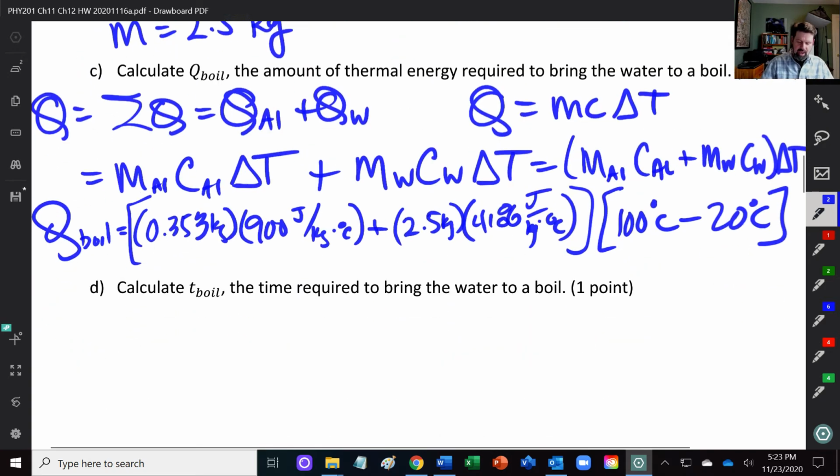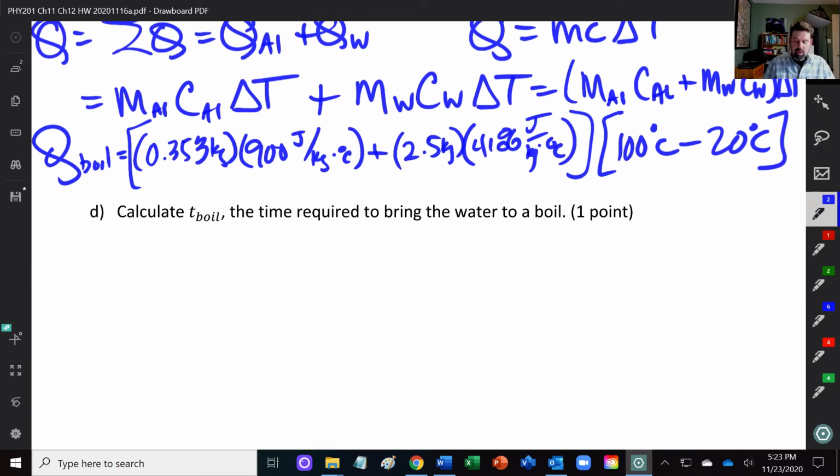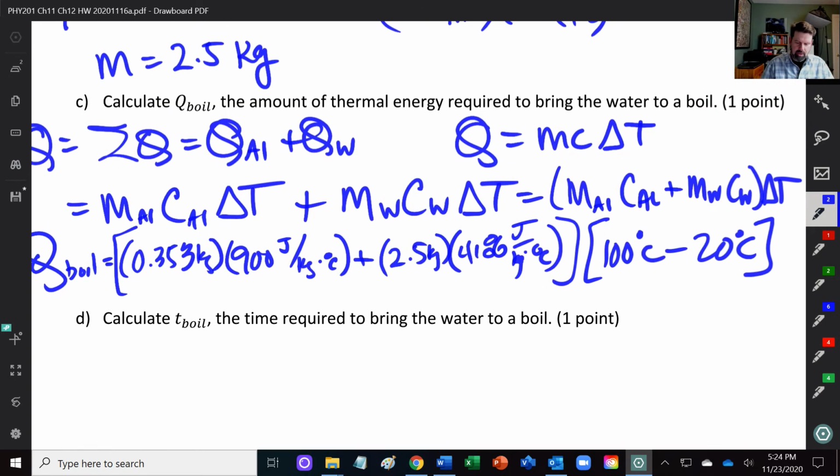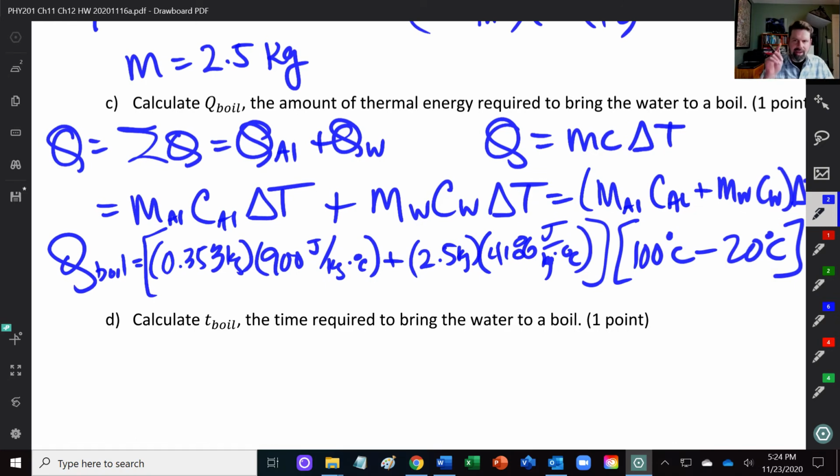That looks pretty good. Okay, calculate T boil, the time required to bring the water to a boil. Oh no, I calculated the amount of thermal energy to bring it to a boil. Now we're trying to find the amount of time to bring the water to a boil.